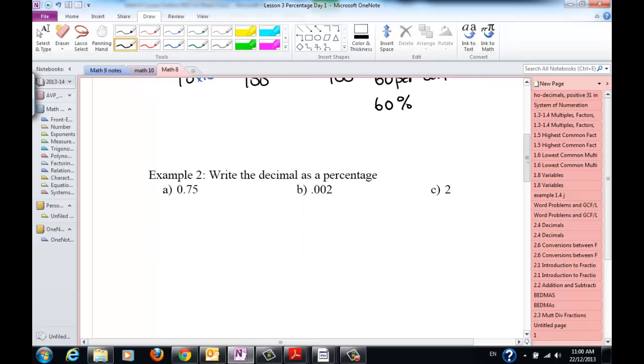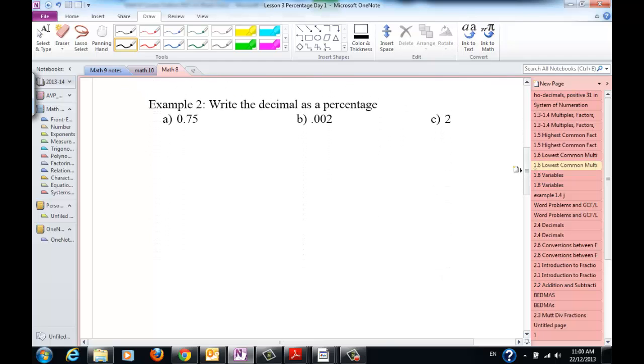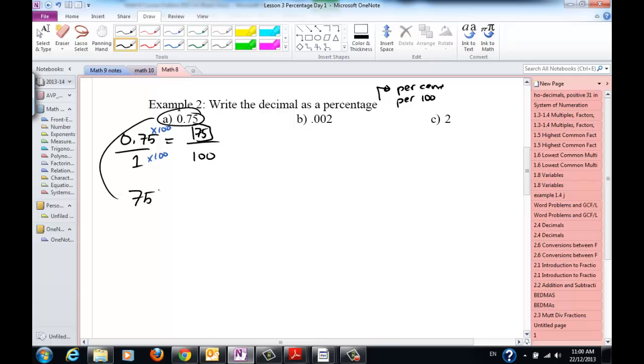Okay. What about if we have decimals and we want to write them as a percentage? Well, remember that every decimal, every number, in fact, is out of 1. And I want to know what 0.75 is out of 100, because remember percentage is per 100. Okay, so notice that if I multiply the top and the bottom by 100, 1 times 100 is 100, and 0.75 multiplied by 100 is 75. So if you had 0.75, your percentage would be 75%.